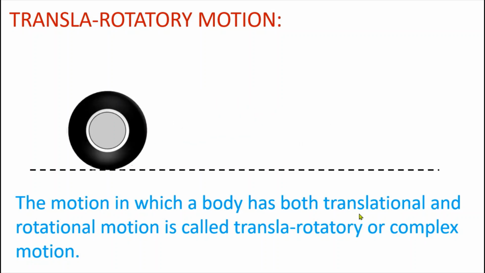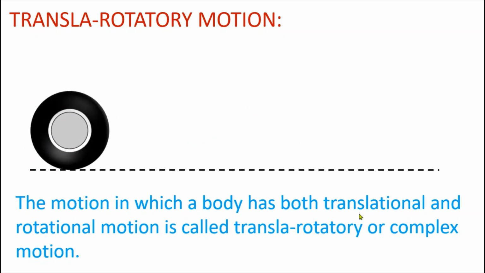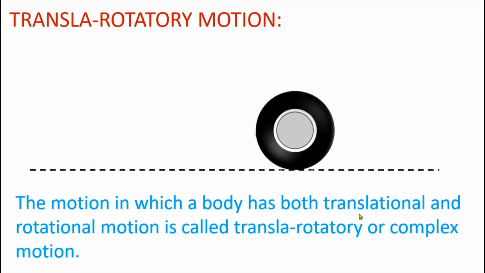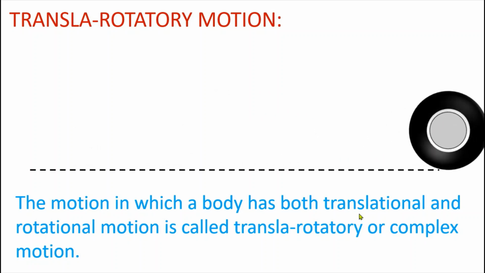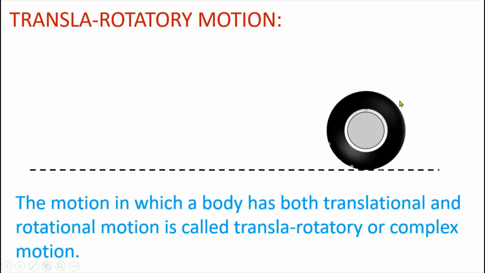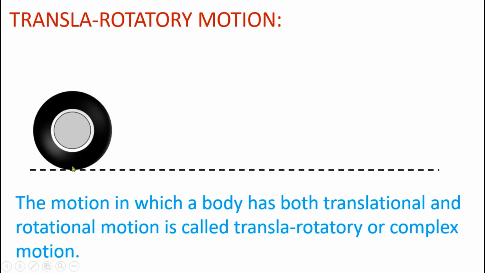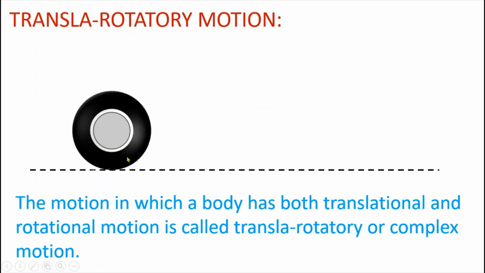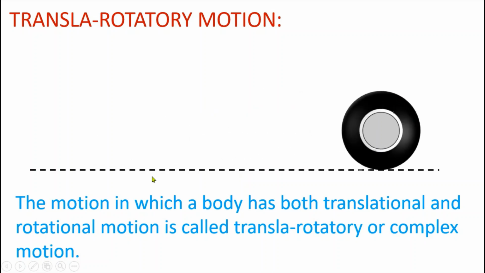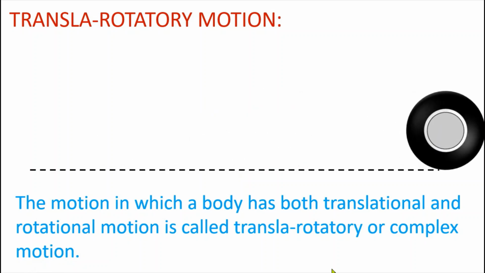Translate-rotatory motion is also known as complex motion because in this motion there are two types of motion. One is the rotational motion, the wheel is rotating, and another is translational motion, that is, the wheel is traveling a distance. This type of motion is translate-rotatory motion.